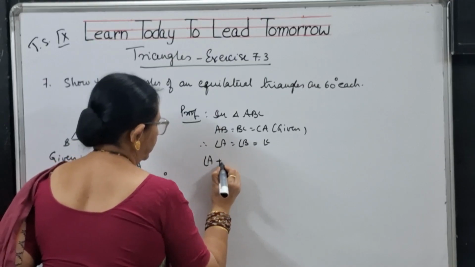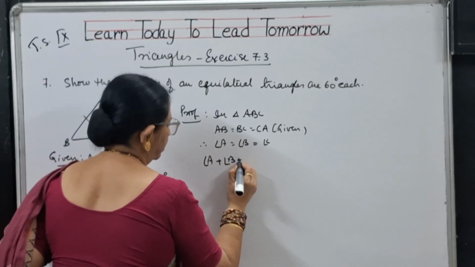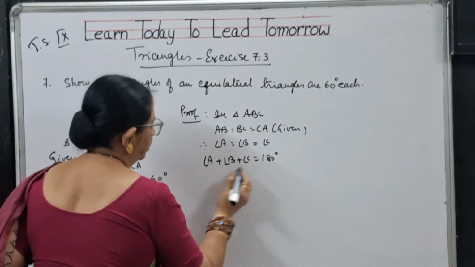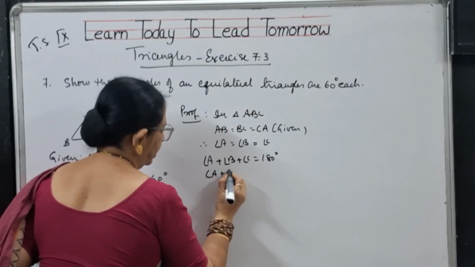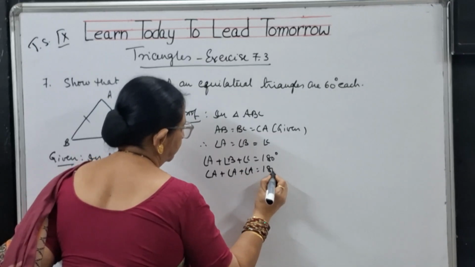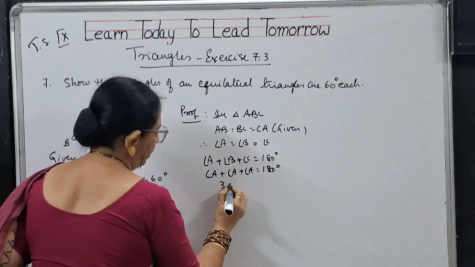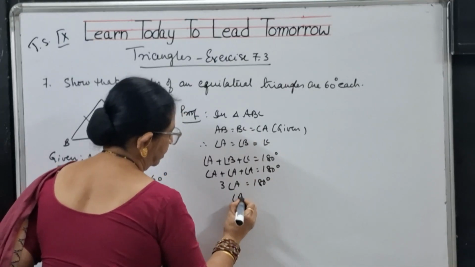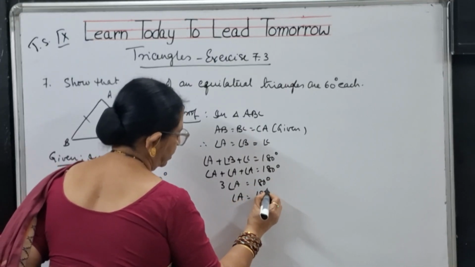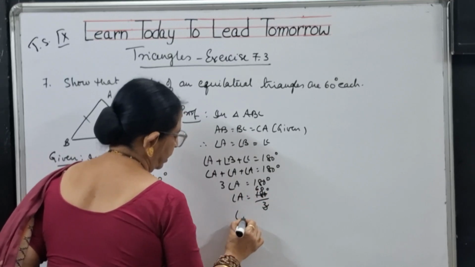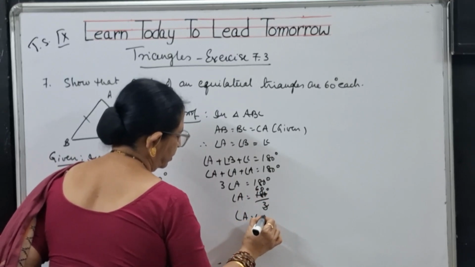We know that angle A plus angle B plus angle C is 180 degrees. So, in the place of B and C, I am writing angle A plus angle A plus angle A is equal to 180 degrees. That is 3 times angle A is 180 degrees. So what is angle A? 180 degrees by 3, that is 60. Angle A is equal to 60 degrees.